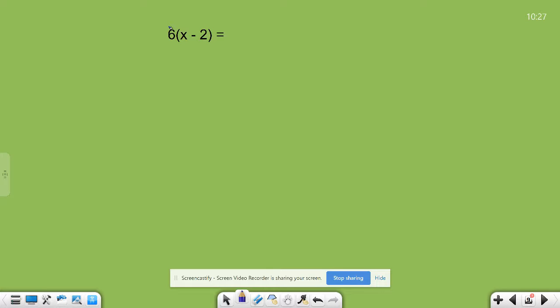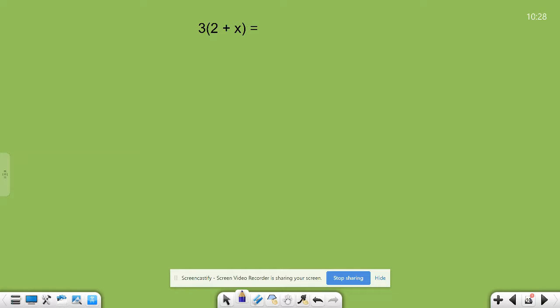So we're going to take the 6 and distribute it to the x first. So 6 times x, this x is really just one x. There's an imaginary 1 before that x. So we have 6 times 1x is 6x, because 6 times 1 is 6. Then we're going to subtract 6 times 2, which is 12. And we have simplified that as low as we possibly can go. We don't know the value of x. We can't go any further. You're done. So 6 times x minus 2 is the same as 6x minus 12.